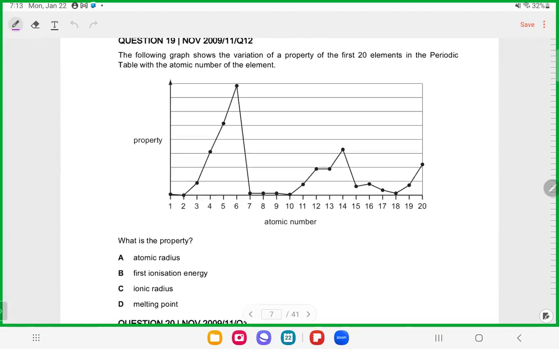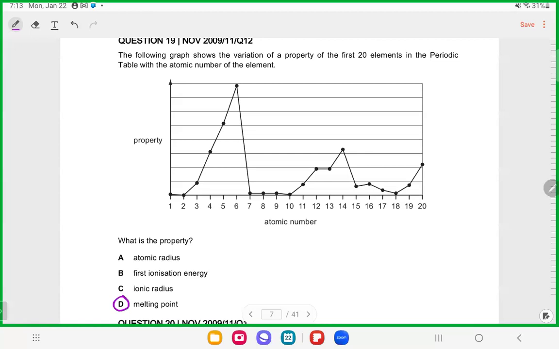Okay, Janab. The graph shows the variation of properties of the first 20 element in a periodic table with the atomic number 1, 2, and then 3, 4, 5, 6, 7, 8, 9, which property? Very good question. It is a good question. In fact, do I surprise you? It's a graph of a melting point.